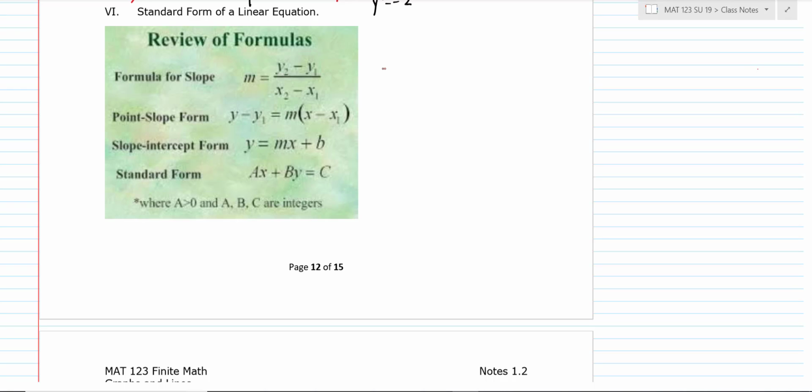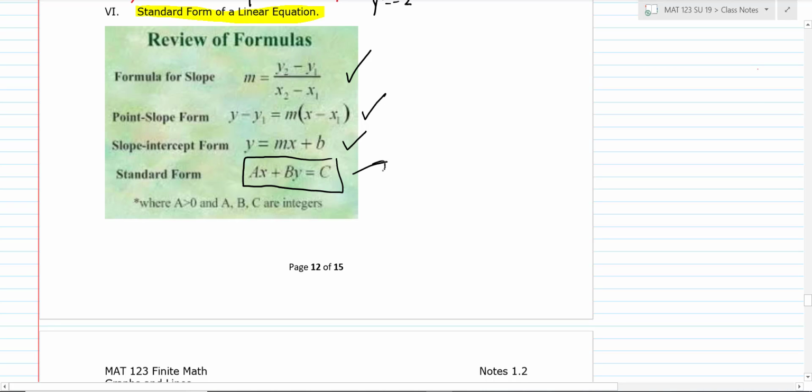Okay, boys and girls. Today what I'm going to show you is the standard form of a linear equation. This will be pretty brief. For review, you want to make sure that you're familiar with all these formulas. We talked about the slope formula, point-slope formula, slope-intercept, and the last one I want to talk about is the standard form. So standard form, just think of it as X and Y are together on one side equals a number.